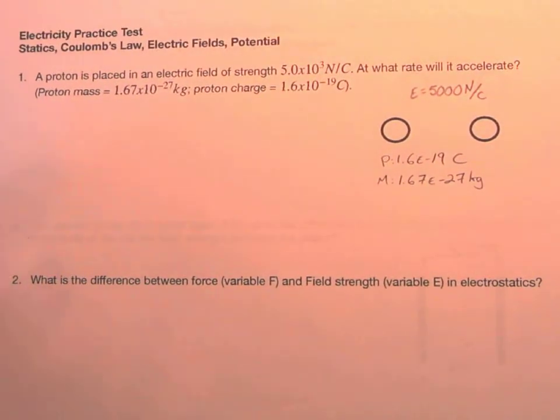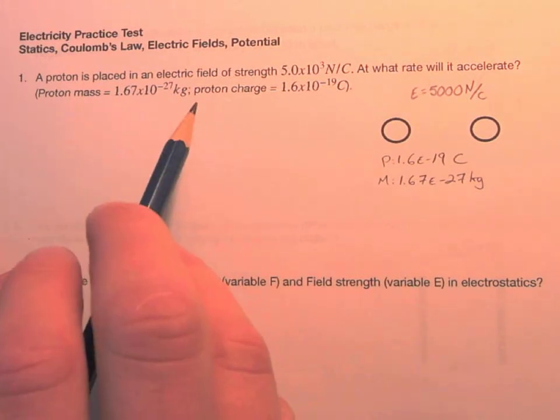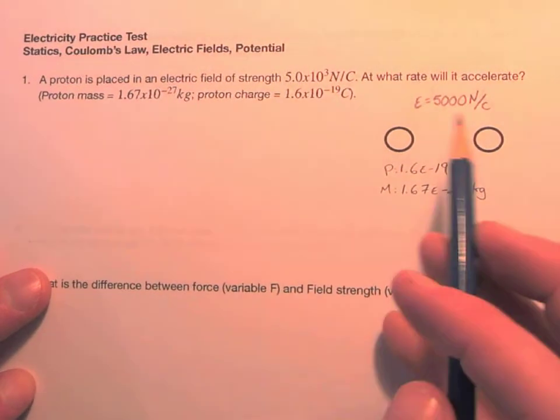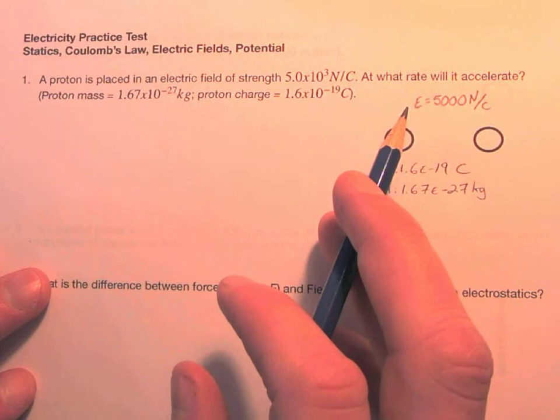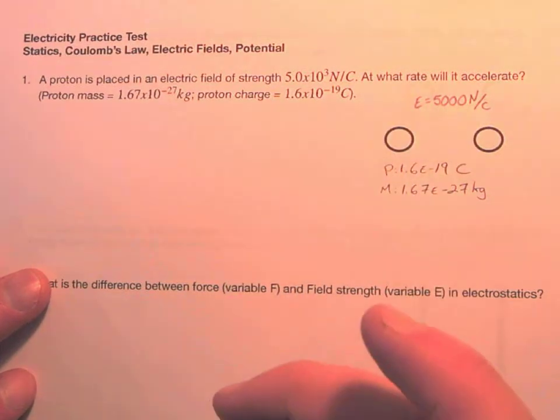A proton is placed in an electric field of strength 5 times 10 to the 3 newtons per coulomb. At what rate will it accelerate? The proton mass and the proton charge are given. You can see the mass is way smaller than even the charge. So our electric field is 5,000 everywhere, it's assuming, and then we have the two values here.